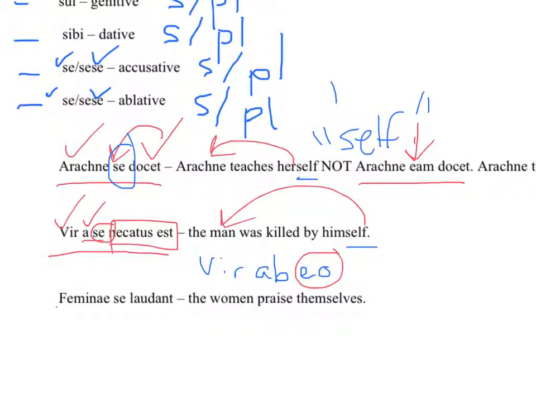Look at the last example. The feminae se laudant. The women praise themselves. There's the self again. If I use the women praise eos instead of se, eos is the is, ea, id form, it would mean the women praise them. But I want to say the women praise themselves. So you've got to use the sui, sibi, se form instead.